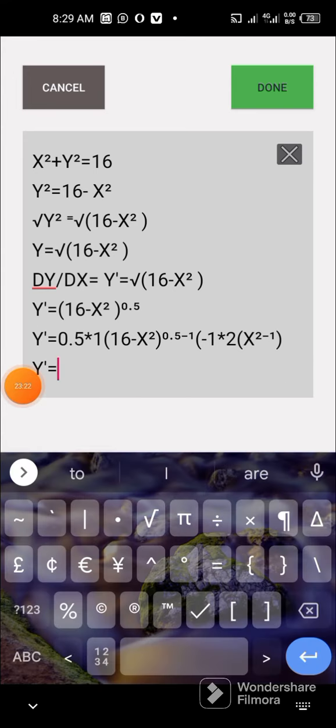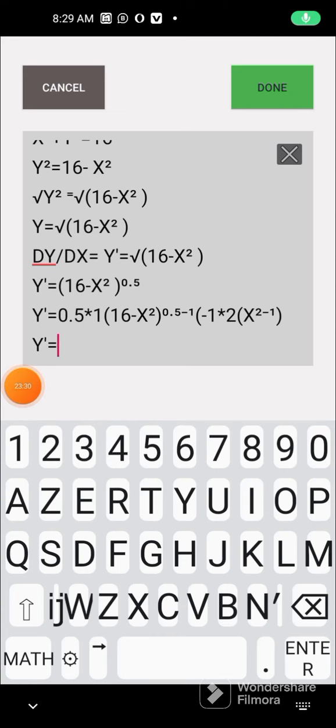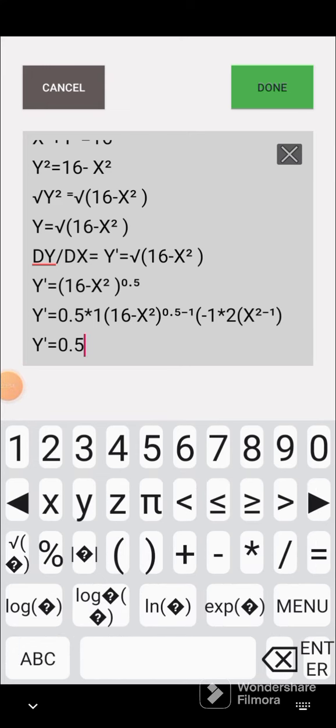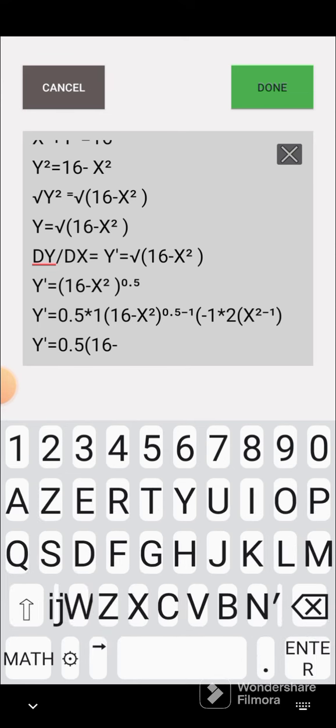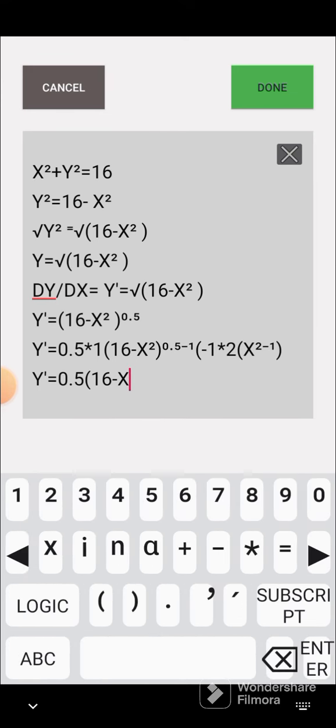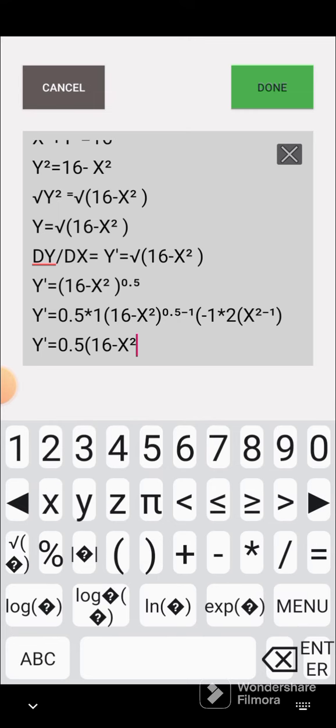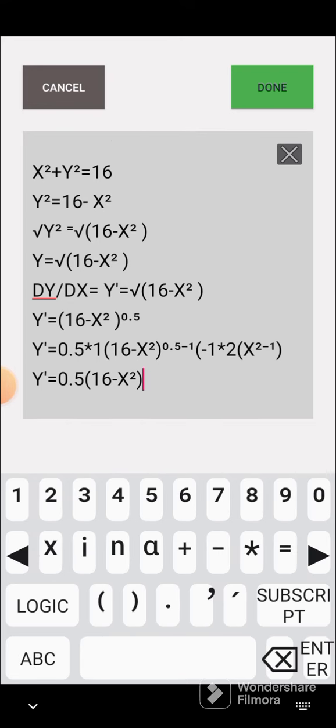So our derivative of y now becomes, any number times 1 is the same number, so it becomes 0.5. Then we bring our brackets, 16 minus x squared. Then there's a power, 0.5 minus 1, it becomes negative 0.5. So that is the simplification of it.